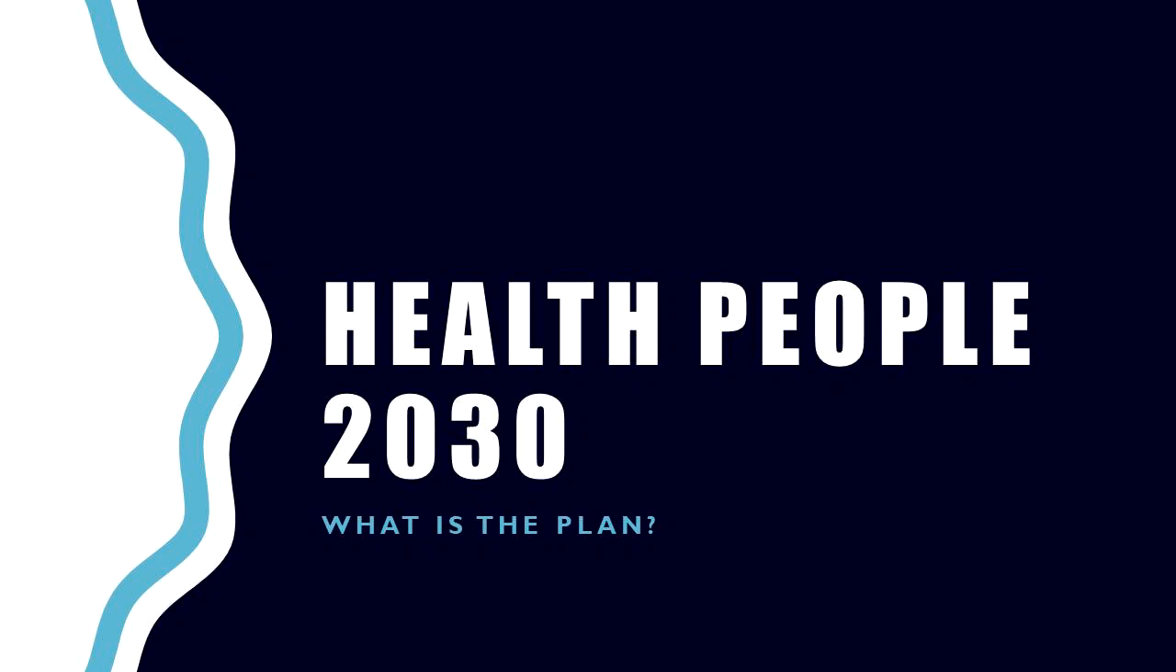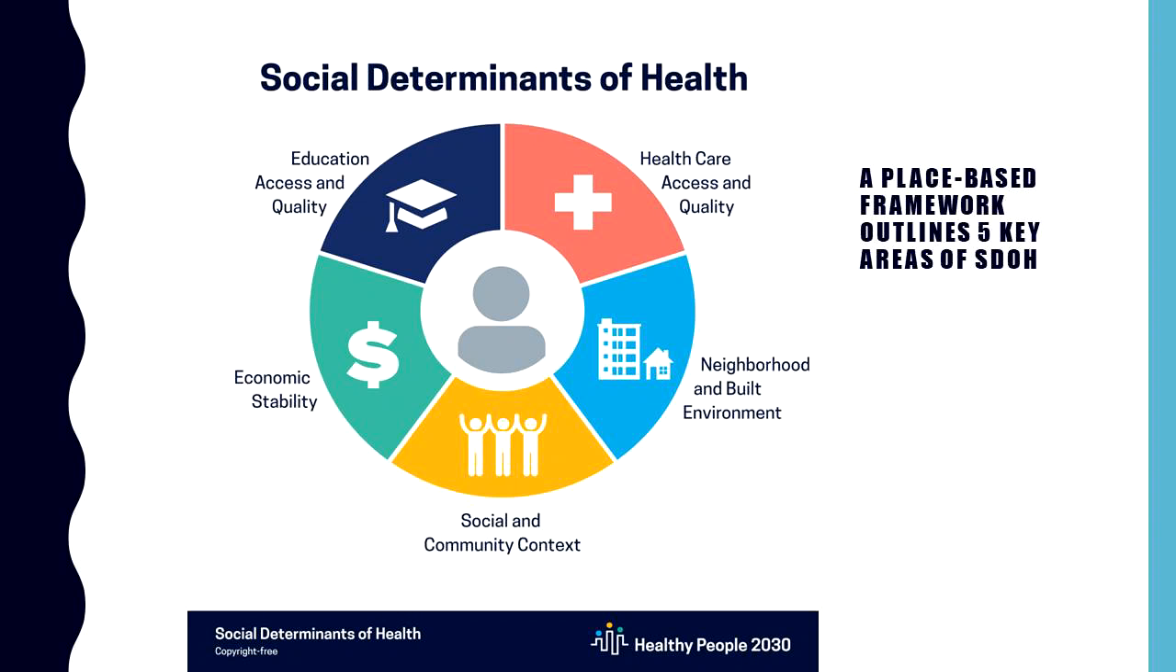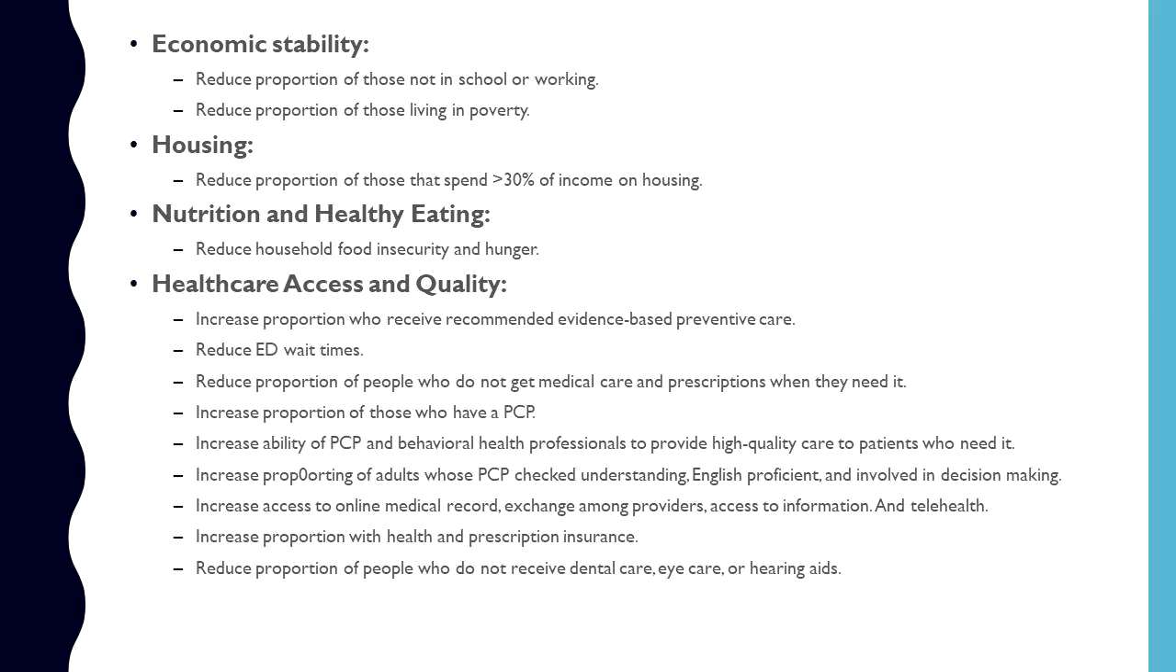Healthy People 2030 is a plan that the U.S. government has to address these issues. It's a place-based framework that outlines 5 key areas of social determinants of health. They're looking to improve economic stability by reducing the number of those not in school or working, and reducing the proportion of those living in poverty. In regard to housing, they're trying to reduce the proportion of those that spend more than 30% of their income on housing. In regard to nutrition and healthy eating, they're trying to reduce the number of households with food insecurity and hunger.